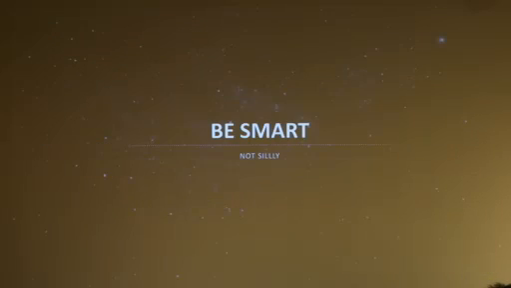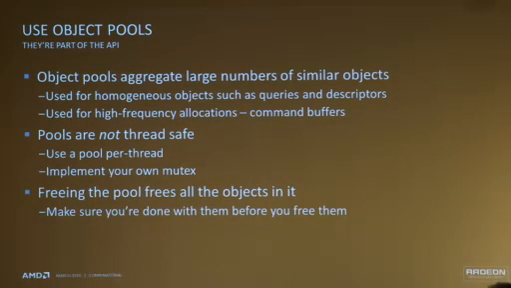So, some tips. Be smart, not silly. Use object pools; obviously the API says you have to, but be smart about it. Don't just create thousands of pools and then use two objects out of each one. Make your pools nice and big, and then use them wisely. Don't just mutex around them, create a pool per thread, and so on. If you have to implement a mutex, don't just take some giant global critical section. This is a multi-threaded API so that you can use threading. So be smart about that.